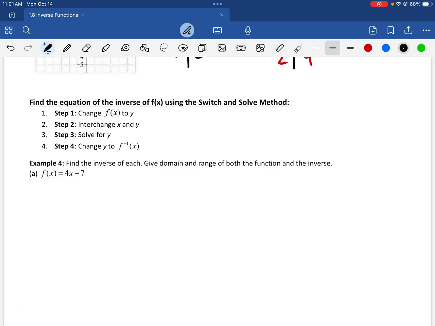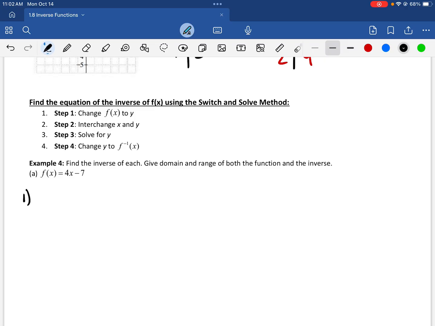All right, these steps were mentioned earlier, but we'll go back through them. So if we have a function, not a set of ordered pairs, but a function here, and we want to figure out the inverse of it, it says to start out by changing f of x to y, switch our x and y, solve for y, and then change the y to f inverse of x. So let's go through those steps.